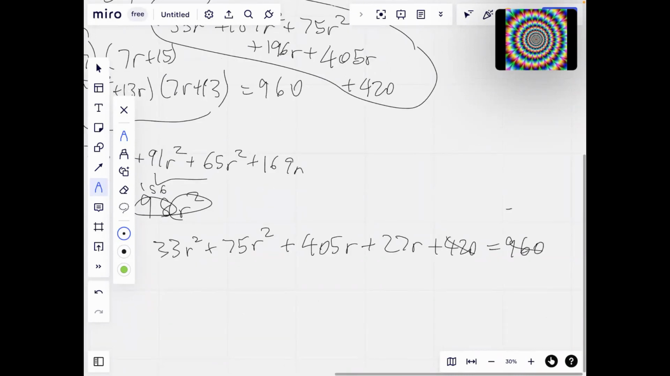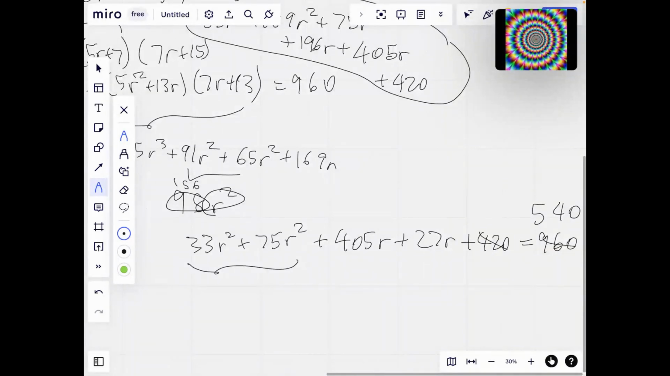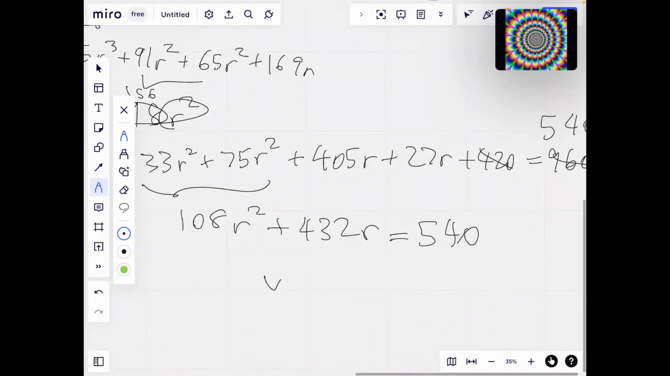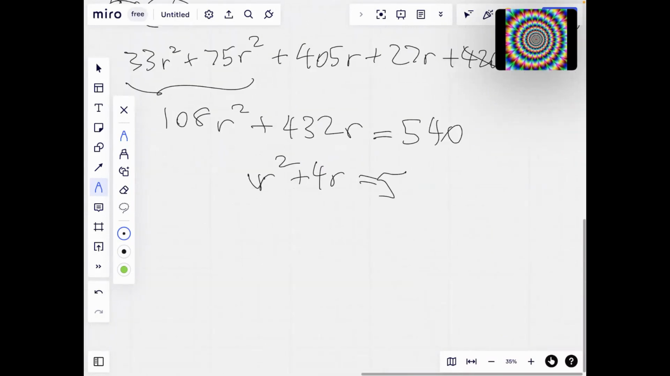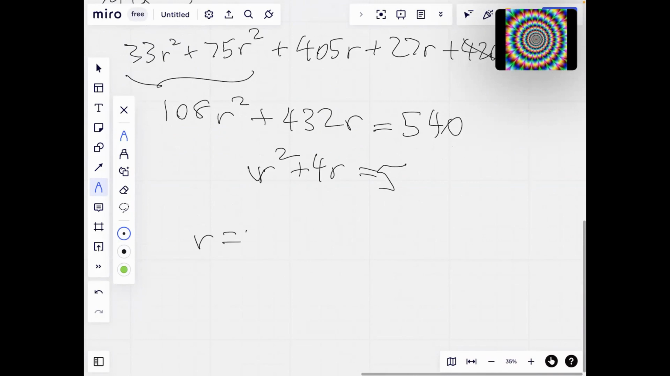And so we cancel this and we get 540 here, and then here 33, this is 108r squared plus 432r is equal to 540, which if we divide both sides by 108, we get r squared plus 4r is equal to 5. So that means that r is either equal to 1 or r is equal to -5.